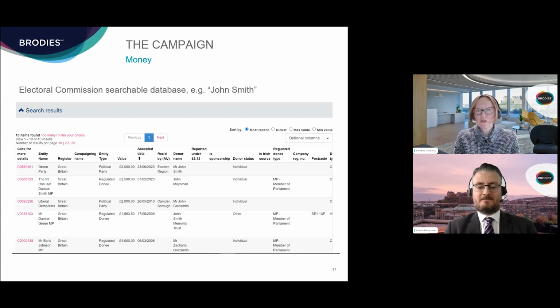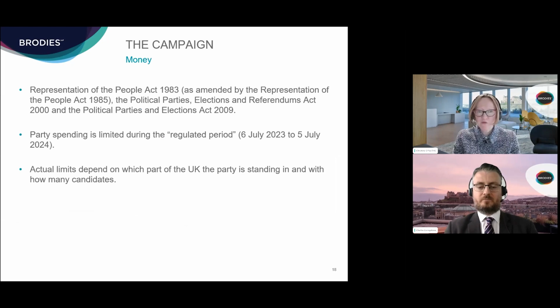If we move on to the regulation of money for campaigns, I've given you the list of the main pieces of legislation that govern campaign money. We'll deal firstly with political party spending, and political party spending is limited during what's called the regulated period. And the regulated period for this election is from the 6th of July 2023 until the 5th of July 2024.